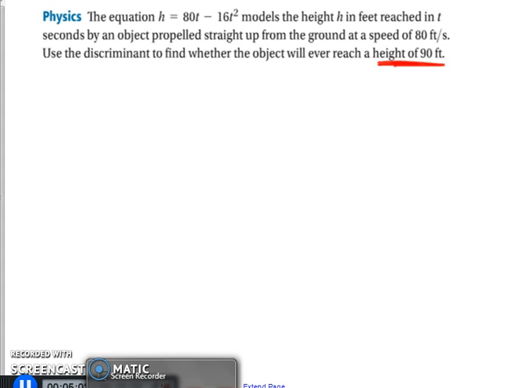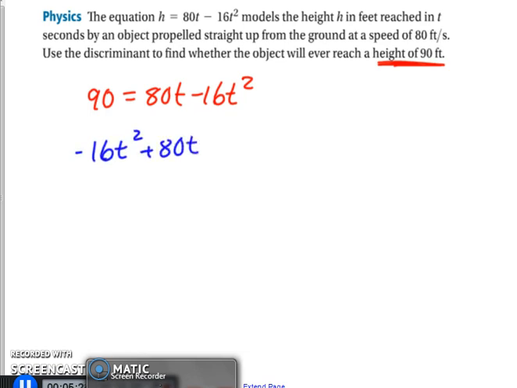The first thing I'm going to do is plug in 90 for h. So 90 equals 80t minus 16t squared. That's not the way we're used to seeing it. It's not in standard form. So I'm just going to move everything around. I'm going to subtract the 90 to the other side and put it in standard form. So I'm going to have negative 16t squared plus 80t minus 90 equals 0.